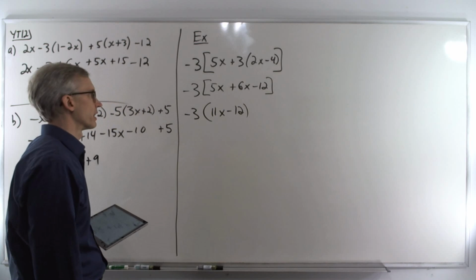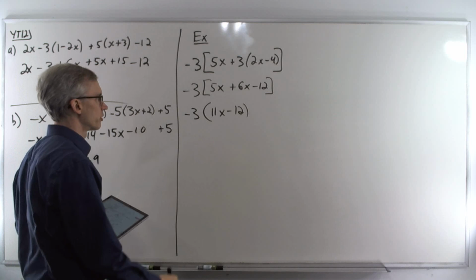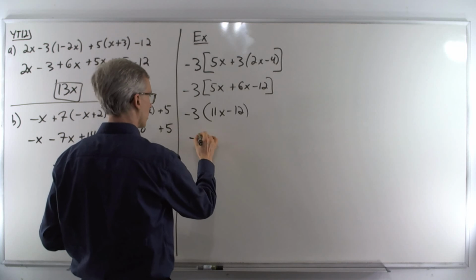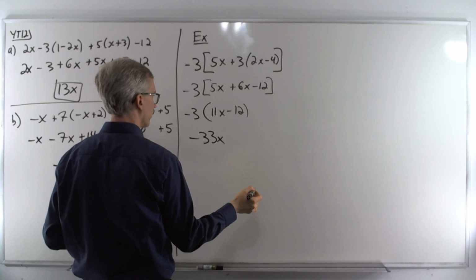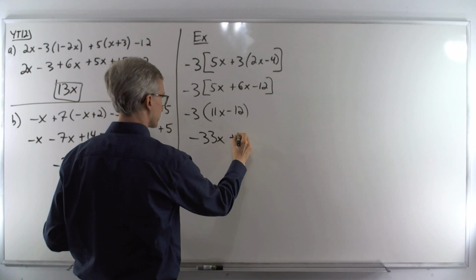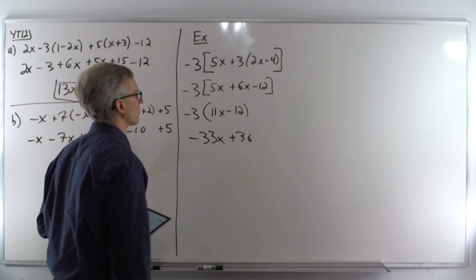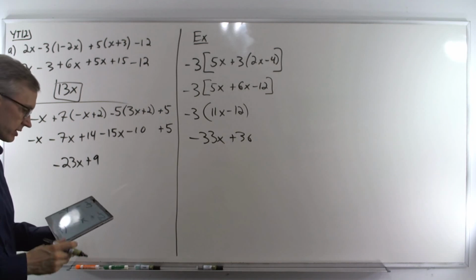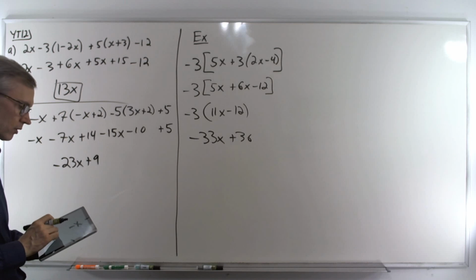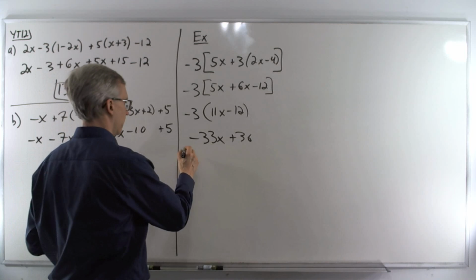All right, that gives us 11x minus 12 on the inside. Now we'll distribute in. -33x. -3 times 12 is +36. -33x plus 36. Your turn, number 13.